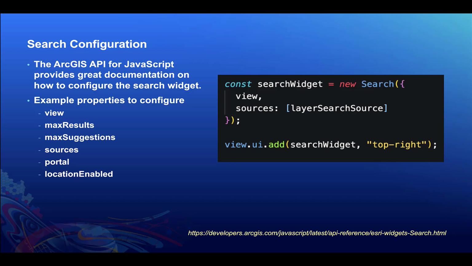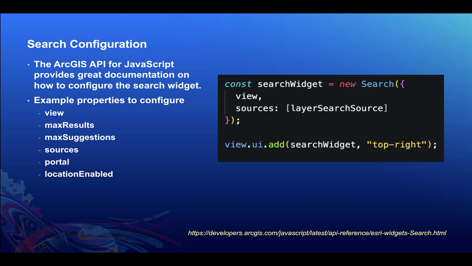Here's some example properties to pass into the search widget on instantiation. The view, which is the view that's being rendered in your web app and has information on the map. Max results and/or max suggestions, if you would like to specify the number of max results or suggestions to return from the search widget. Sources, which are the sources that the search widget will be running the search against, and these sources can be layer search sources or locator search sources, which we'll talk more about later. The portal, which allows the capability to search a specified portal instance's locator services. Location enabled, which enables location services within the widget.